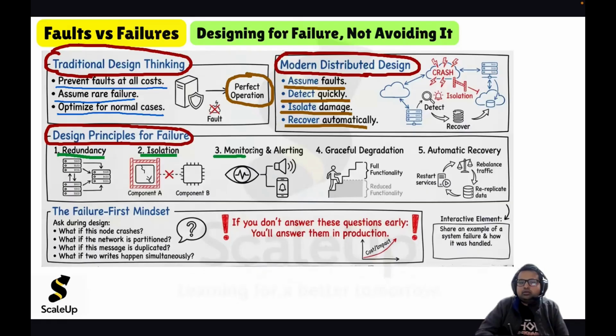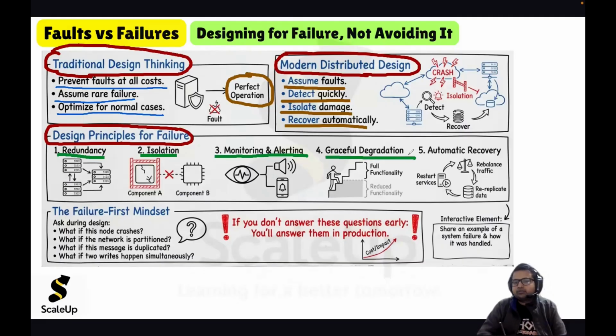Monitoring and alerting. If I talk about design principles for failure, if you want to make a reliable system that can handle failures gracefully, monitoring and alerting is very important, wherein the system should keep on monitoring whether something is wrong, and if it is, an alert mechanism should be there.